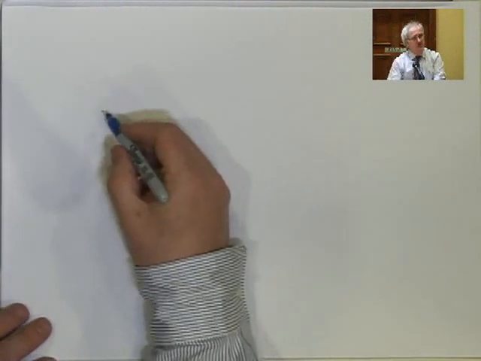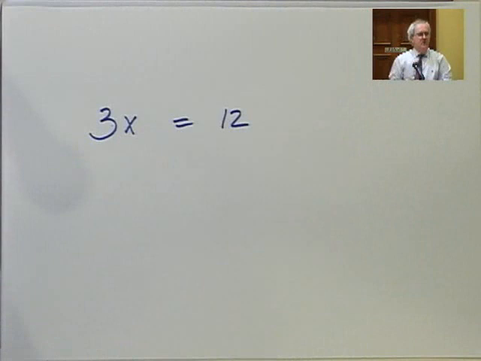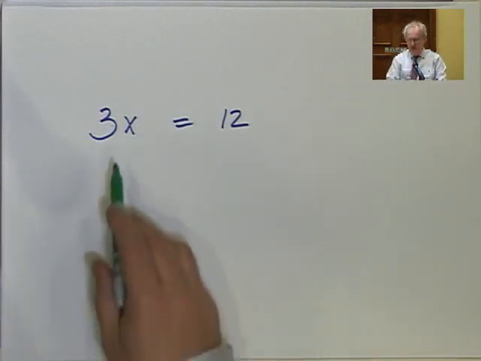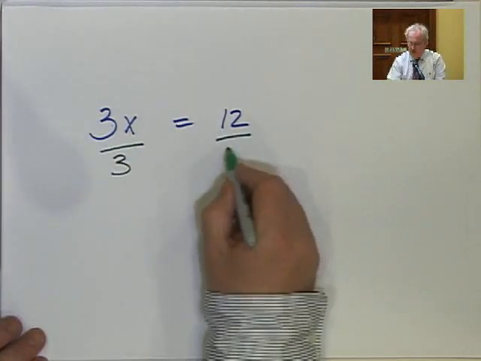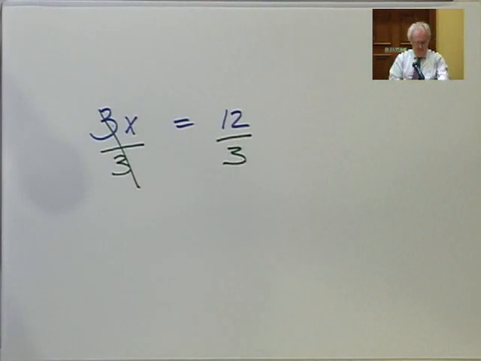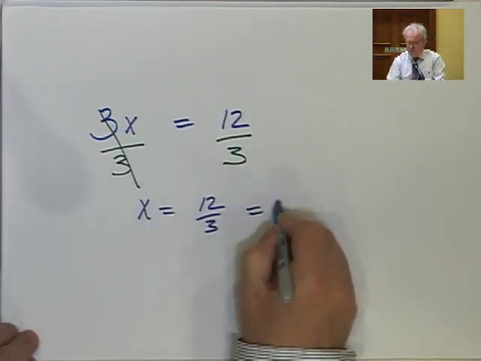You then went from early primary into middle primary, and you did multiplication. 3x is 12. What's x? 4. But another way of saying it is, I don't like 3 here. It's a multiplier. The pairing of it is a divider. So I'm going to divide. x is 12 over 3, which is 4.